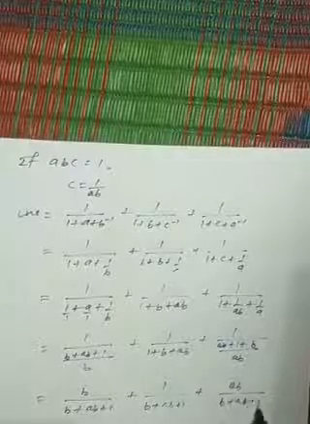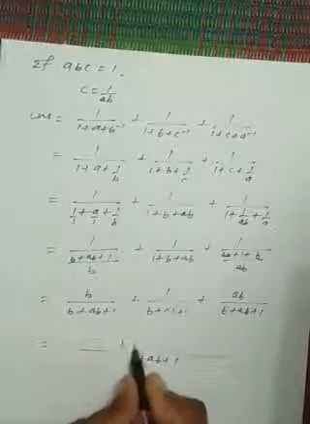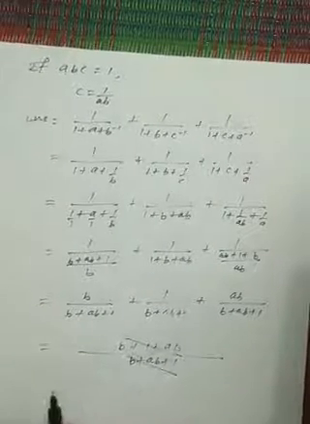So b upon b plus ab plus 1. Here 1 upon b plus ab plus 1. Again ab upon b plus ab plus 1. Again same LCM, b plus ab plus 1. So in the numerator b plus 1 plus ab, and these are the same term, so it is cancelled and its answer is 1.